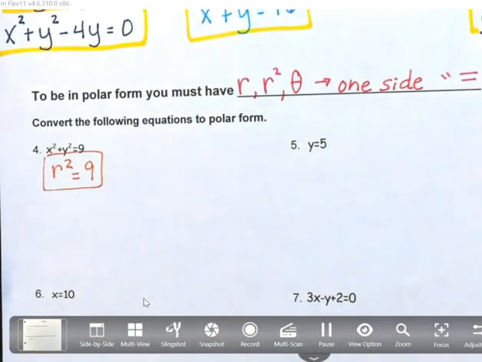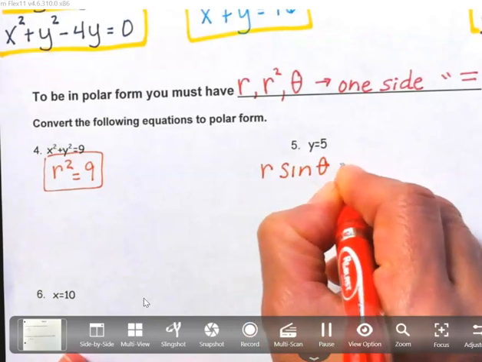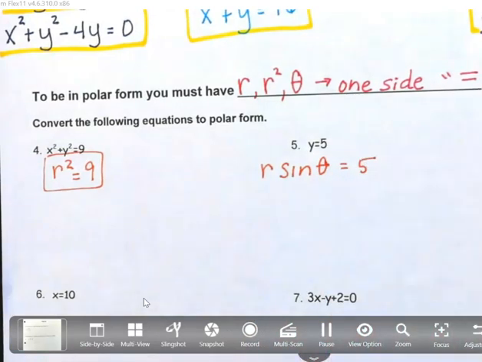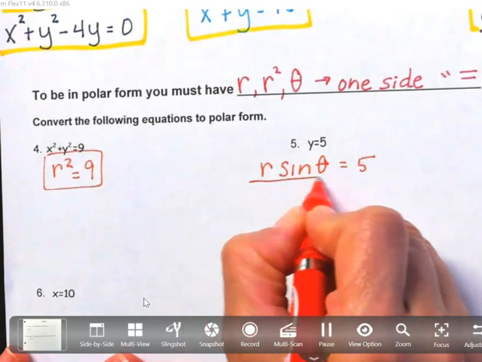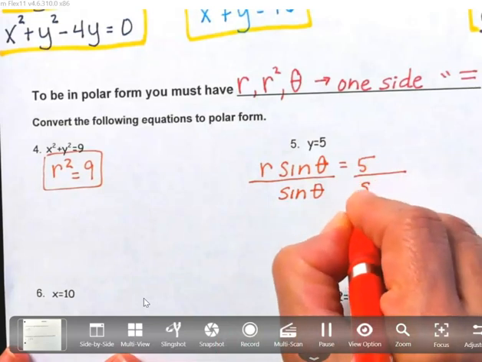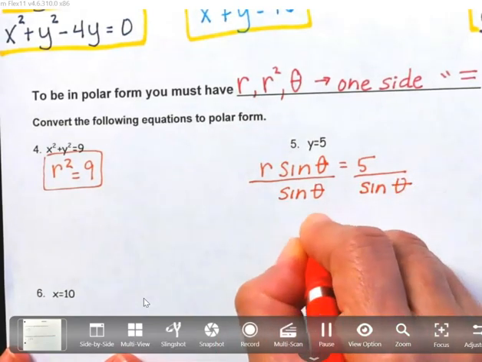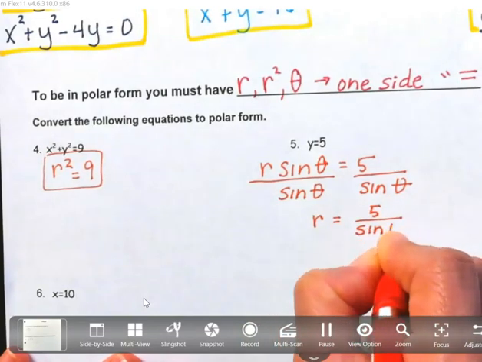Number 5, not so much. We're going to have a little bit of work on number 5, not a lot. All right, let's substitute what y equals. Remember, y equals r sine theta. Now remember, your goal is to get r squared, or r, by itself. Forget theta. Y'all, theta is attached to sine. You can't separate that. But we can divide both sides by sine theta, and then we'll have r by itself. So r is going to equal 5 over sine theta.